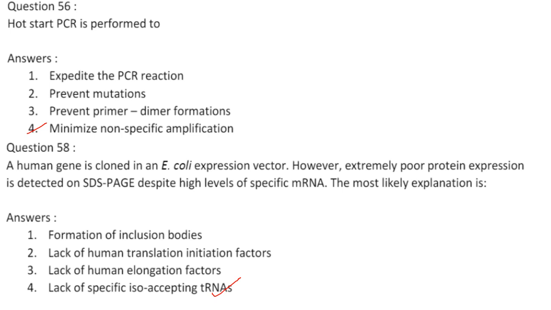Answer is option 4. A human gene is cloned in an E. coli expression vector. However, extremely poor protein expression is detected on SDS-PAGE despite high level of specific mRNA. The most likely explanation is... So, the answer is lack of specific isoaccepting tRNAs. Isoaccepting tRNAs are tRNAs with different anticodons but incorporating the same amino acid in protein sequences.